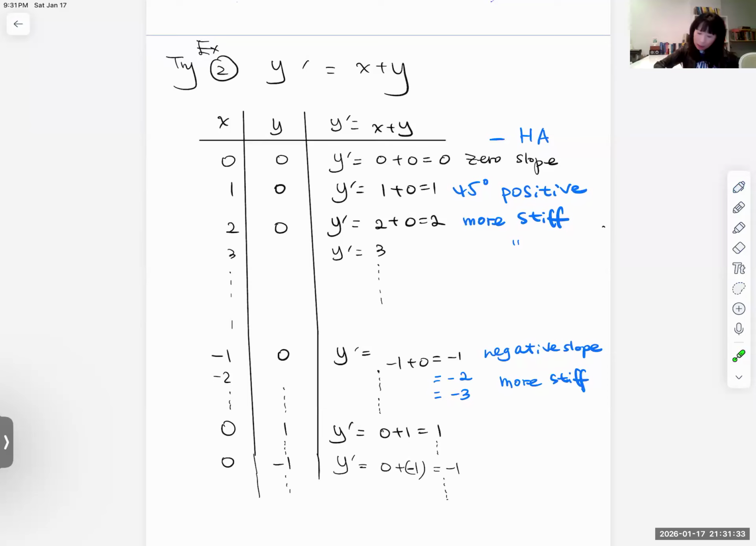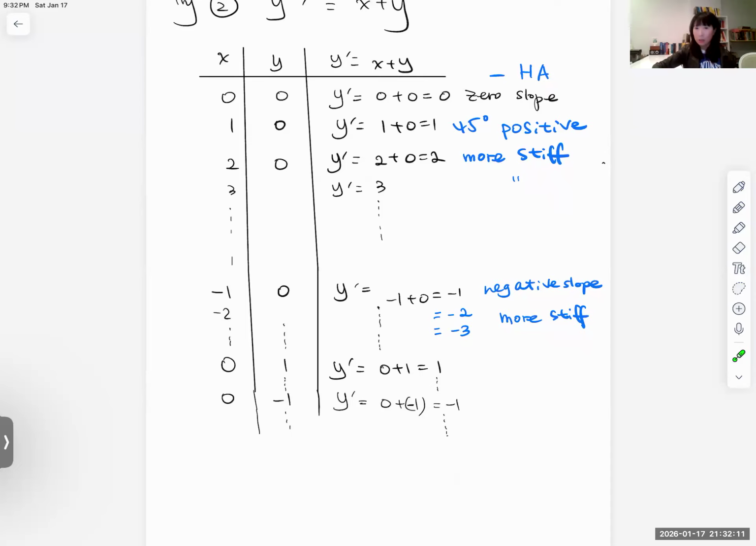Okay, and at this time, when x equal to 0, same concept, we have x plus y, right? So when x equal to 0, we follow the slope from the y values, right? Since y equal to 1 in that case, the slope is 1, a 45 degree positive slope, right? If y equal to negative 1, the slope is negative 1. So negative slope, 45 degree, right? Okay, everything together, let's take a look. Let's plot the slope here.